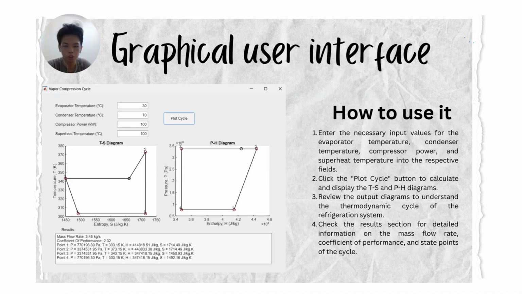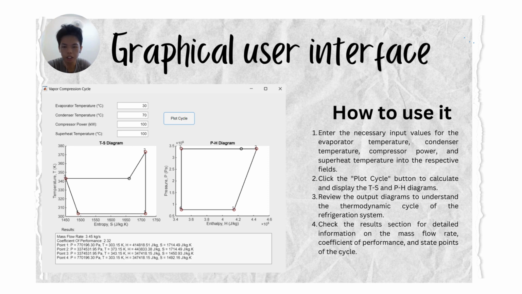Now I will talk about how to use the user interface. First things first, we need to input the evaporator temperature, condenser temperature, power supply to compressor, and finally the superheated temperature. In this case, we need to take note that the condenser temperature should always be higher than the evaporator temperature. After that, we click plot cycle and two graphs will be formed.